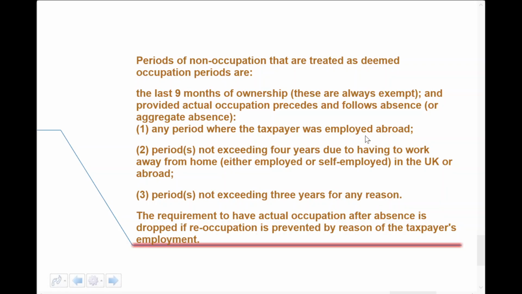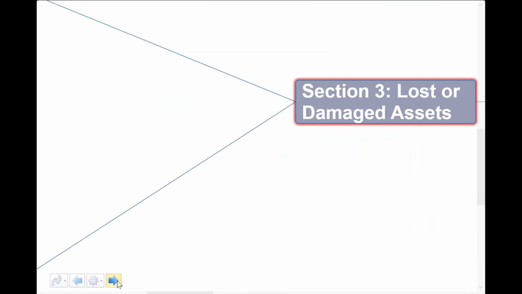So, a fair amount to take in there, but some rote learning is going to help in the first instance. And I'm talking about rote learning 1, 2, 3 plus the 9 months. I hope that makes sense.